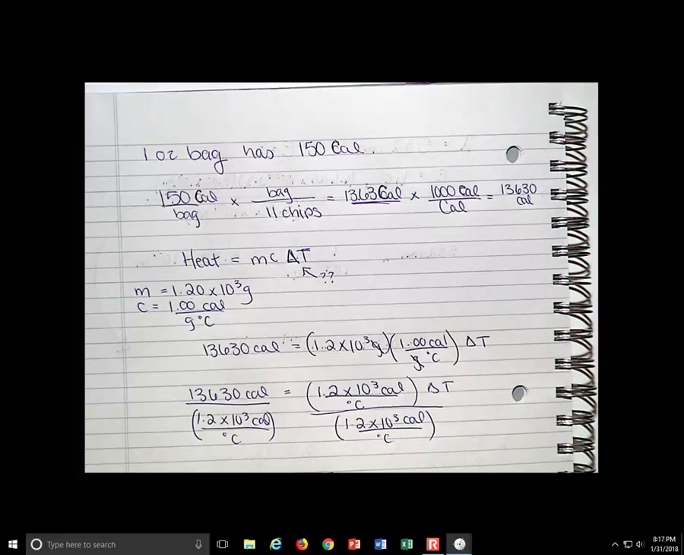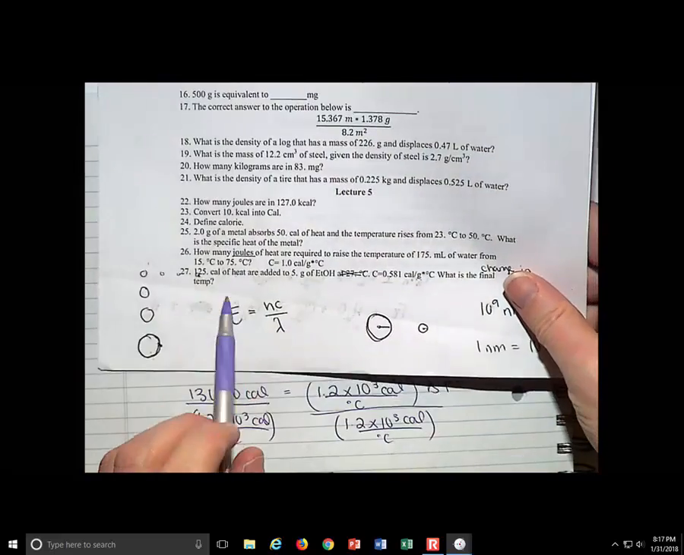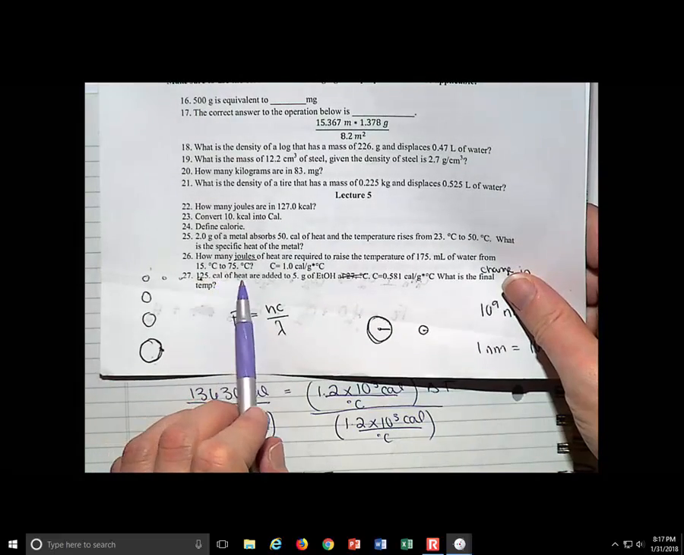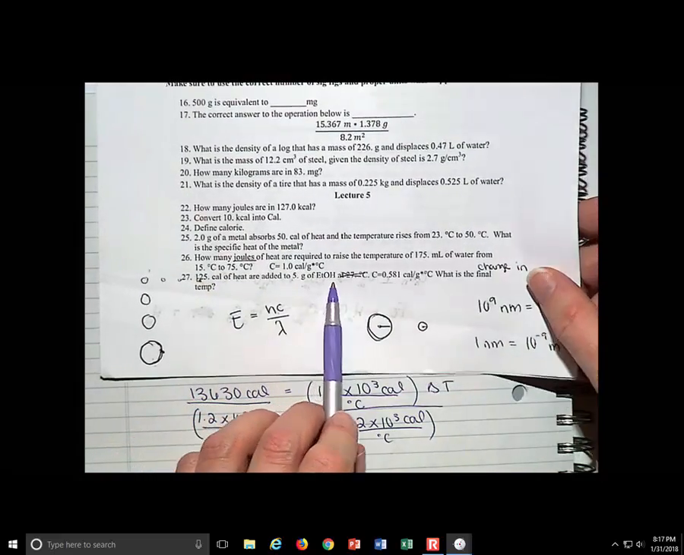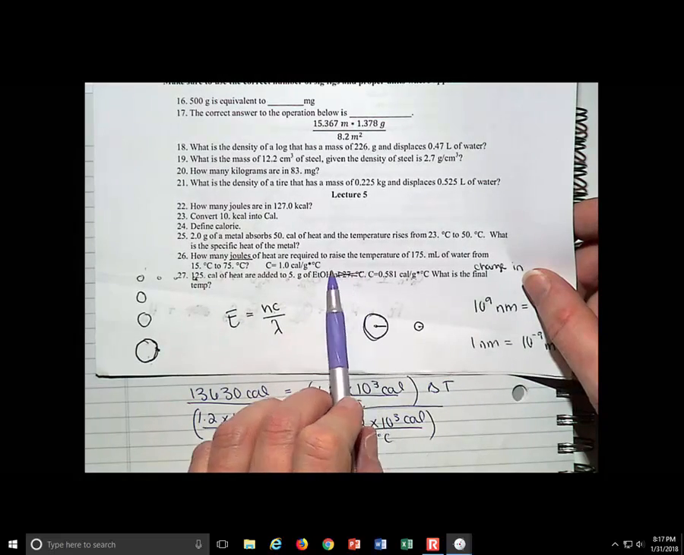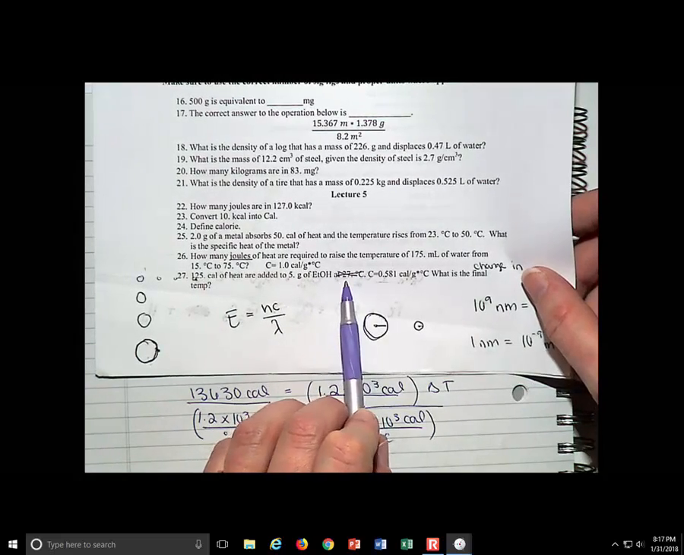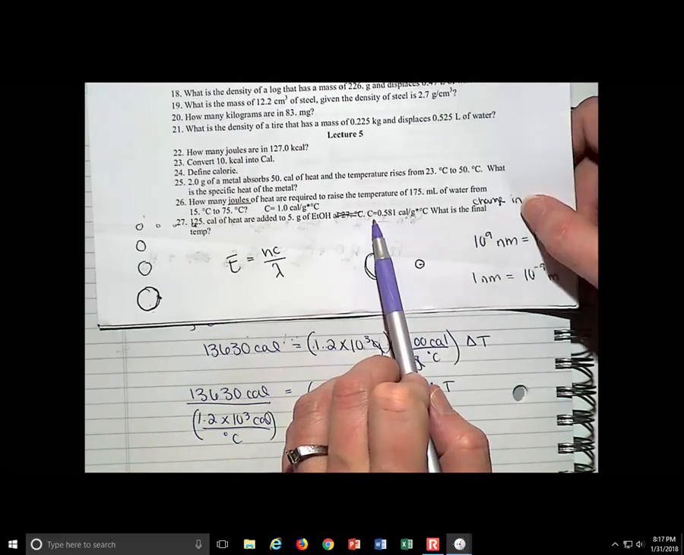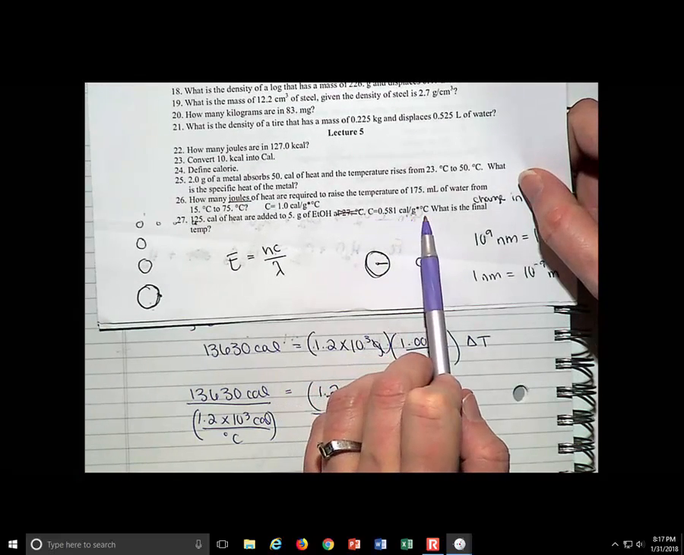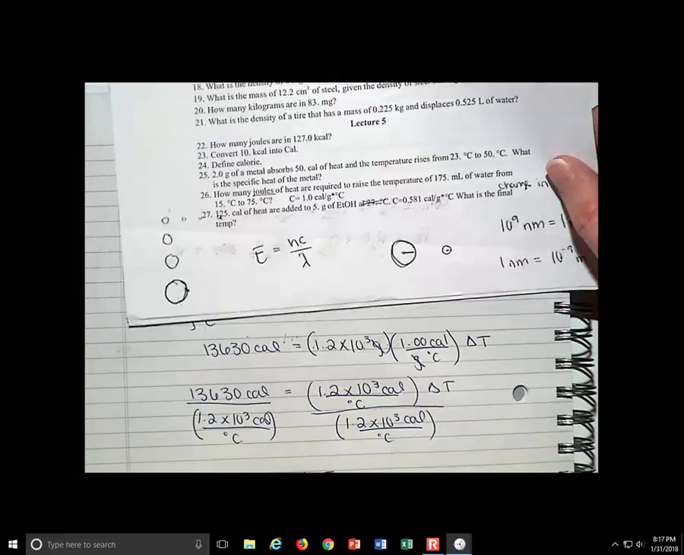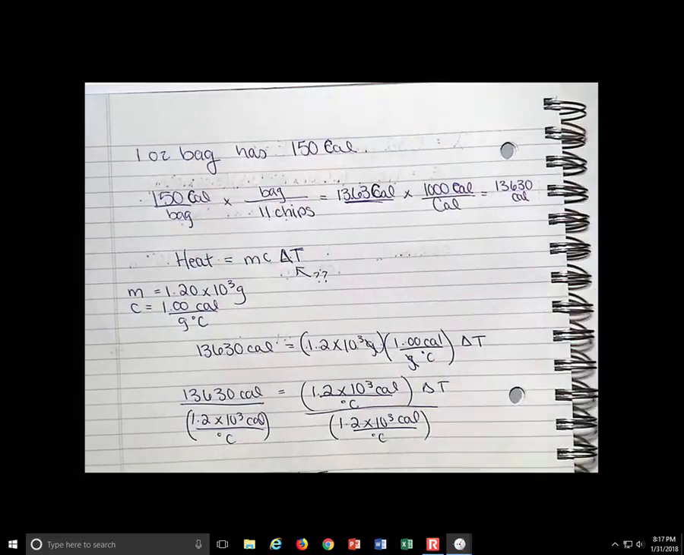Which number did you want to see from Michelle's exam? 27. So 27, 125 calories of heat are added to 5 grams of ethanol at 27 degrees Celsius. Notice I've crossed this off because it's not important, but we'll get there. And then C equals 0.581 calories per gram degree Celsius. What is the final temperature? This is a doozy. It's a good one.